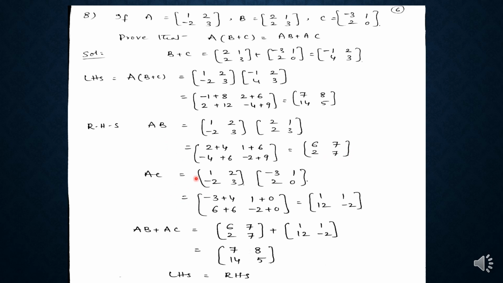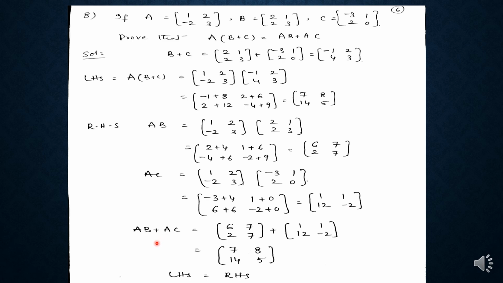Now AC is equal to A into C. A is [1 2; -2 3], C is [-3 1; 2 0]. So that is equal to 1 into minus 3 plus 2 into 2, 4. 1 into 1, 1, plus 2 into 0, 0. Here minus 2 into minus 3, 6, plus 3 into 2, 6. Minus 2 into 1, minus 2, plus 3 into 0, 0. That is equal to minus 3 plus 4, that is 1; 1; 6 plus 6, 12; minus 2 plus 0, minus 2.